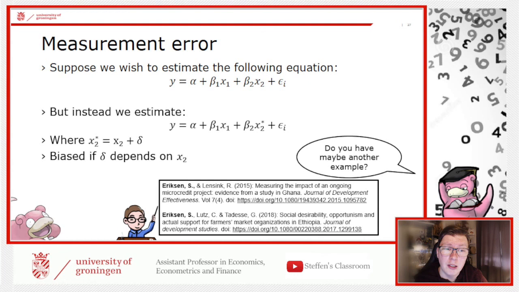In the second one here, for instance, I look at a type of measurement error, which is known as social desirability bias. It's actually a survey response error. And what does it mean? It means if you ask somebody in a survey a question that can be perceived as sensitive, people could be likely to give you not their true answer, but rather the socially desirable answer.